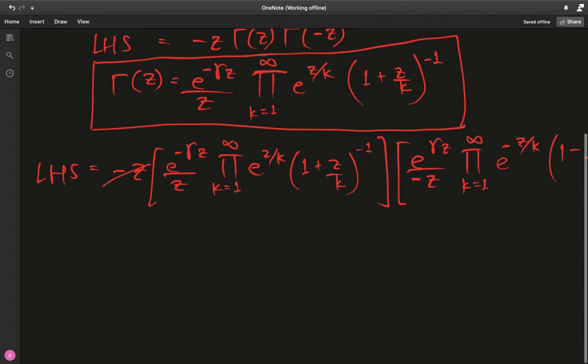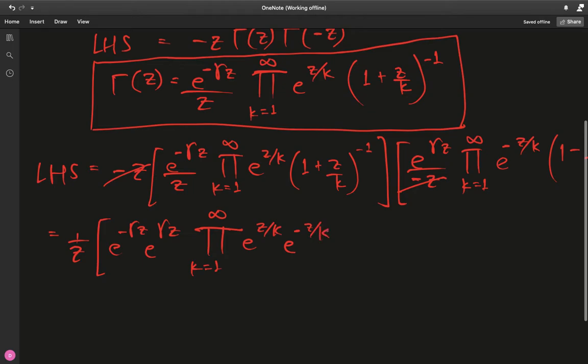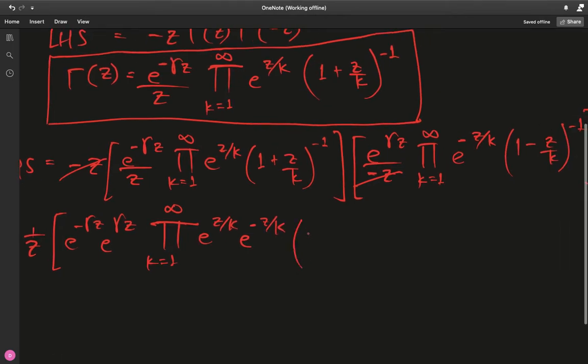So first this and this is cancelling out nicely. All we are left with is 1 over z, and then let's group like terms. So let's group e to the minus Euler-Mascheroni constant times e to the positive Euler-Mascheroni constant times z, and then let's club them in one infinite product from k equals 1 to infinity of e to the z over k times e to the negative z over k times 1 plus z over k to the negative 1 times 1 minus z over k to the negative 1.